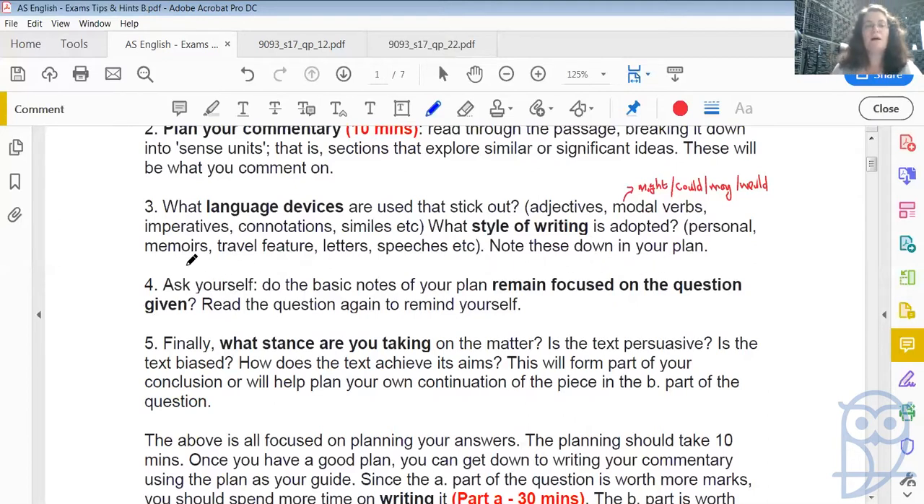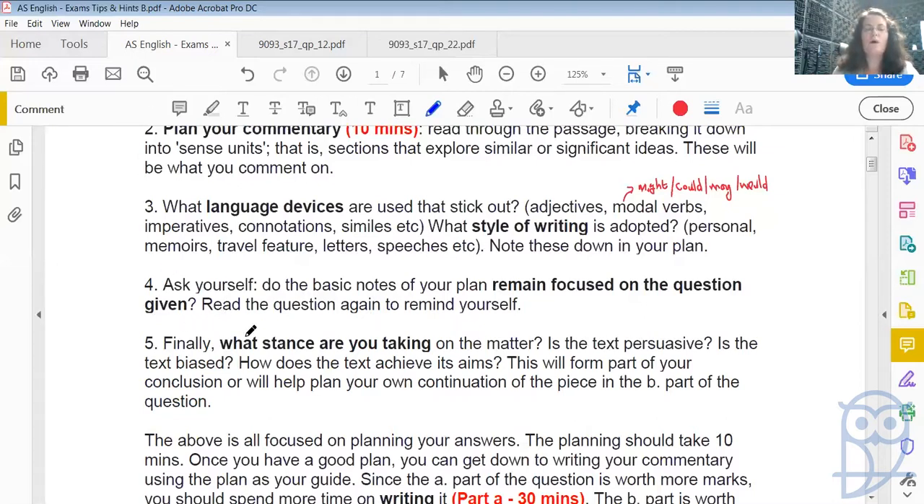Okay? Ask yourself, do the basic notes of your plan remain focused on the question given? So you've made your plan, but now you want to make sure that you have adhered to the question given. Go back and read the question again, just to remind yourself that you're on the right track. Lots of people slip up because they don't read the question closely enough. Okay.